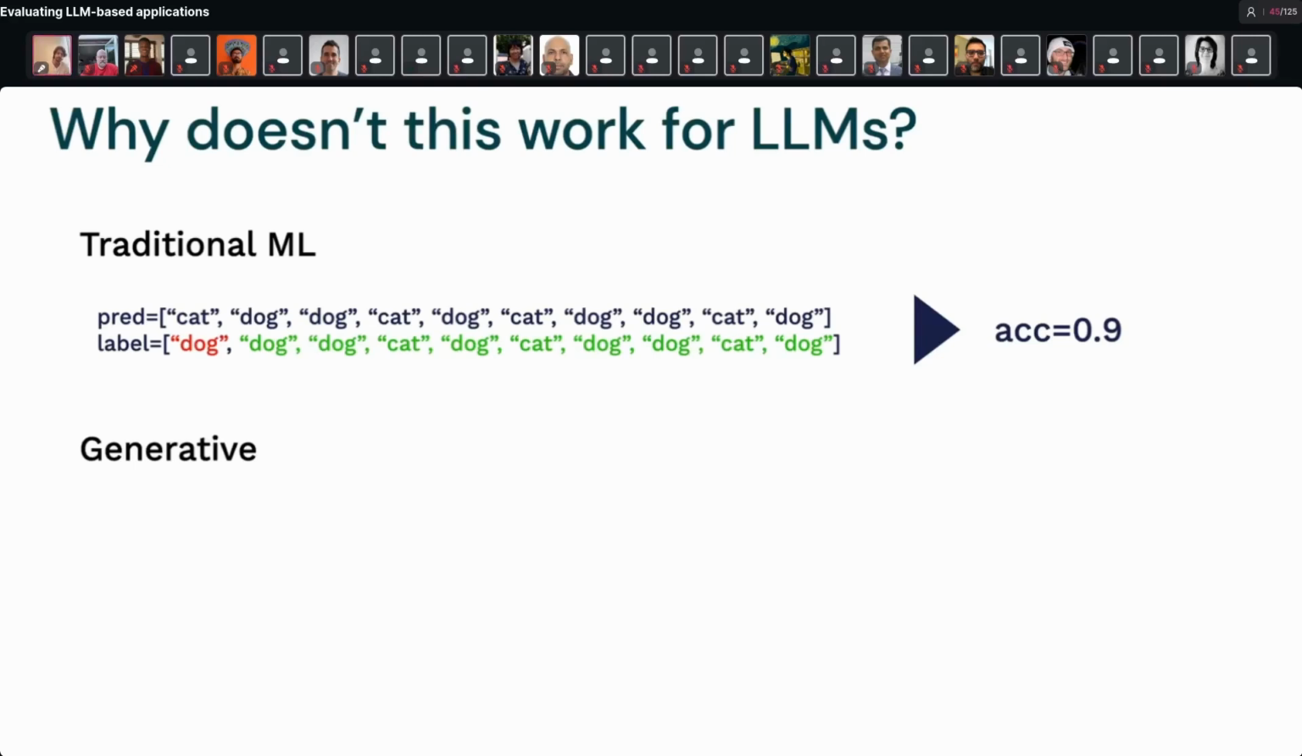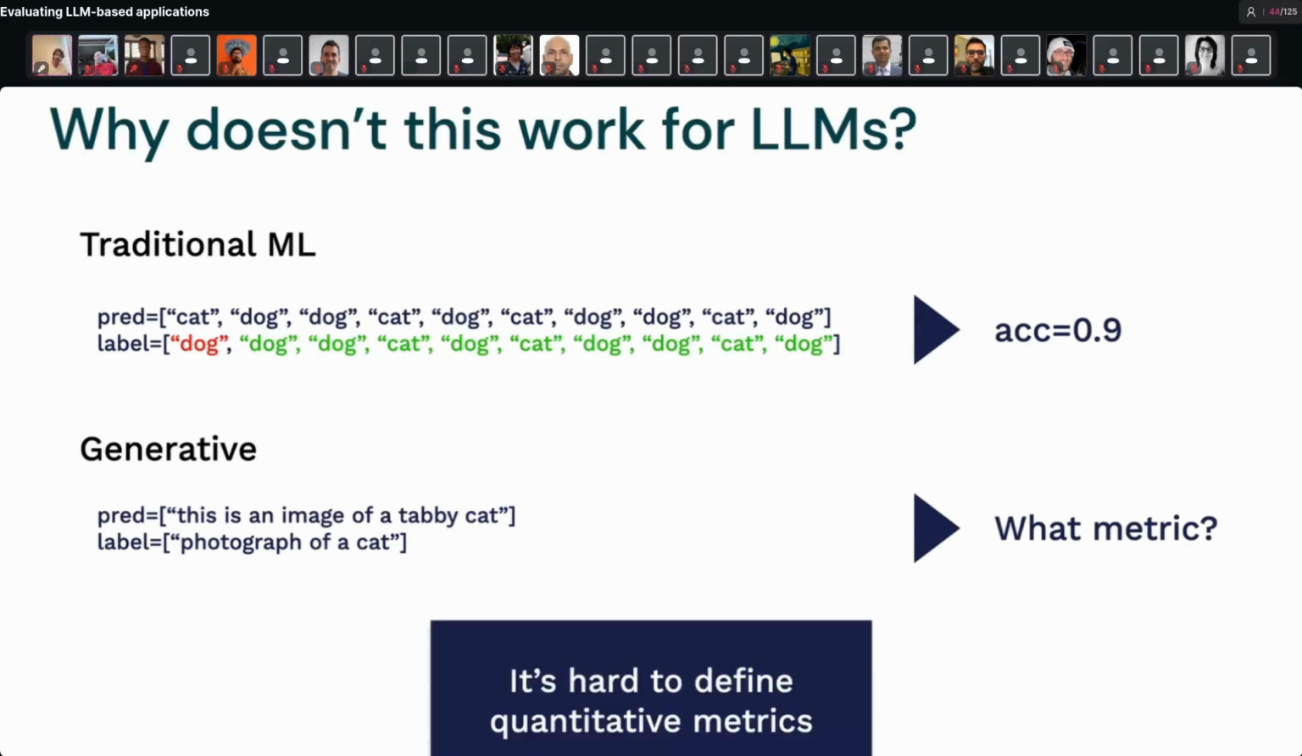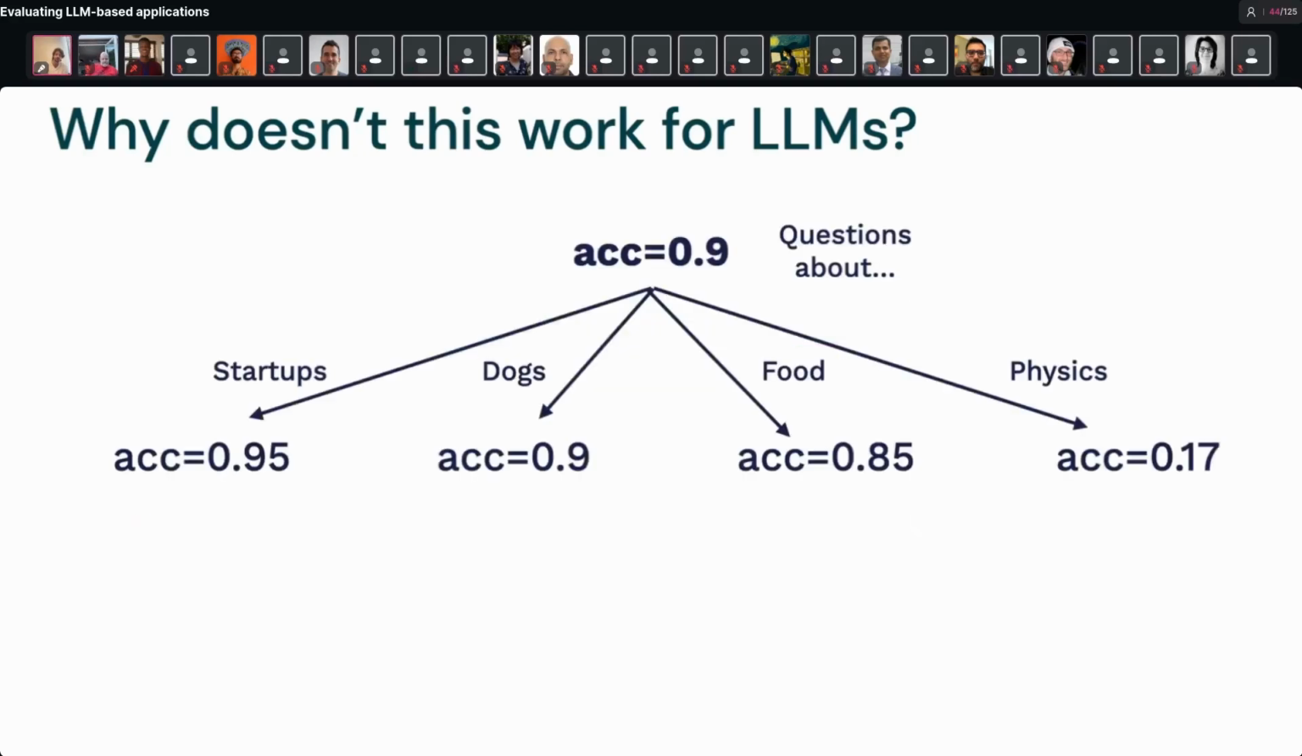In generative applications, which is a lot of what folks are doing with LLMs, this is a lot harder. The output of your model might not be a label. It might be a sentence like, this is an image of a tabby cat. And if you have a label that says, this image is a photograph of a cat, how do you actually tell whether this prediction is correct or not? It's not super clear what metric you can use to distinguish between these two sentences, which both might be accurate descriptions of the image. So it's hard to define quantitative metrics for LLMs.